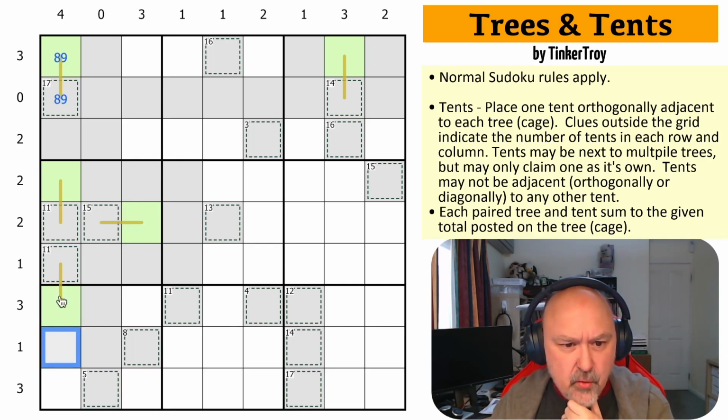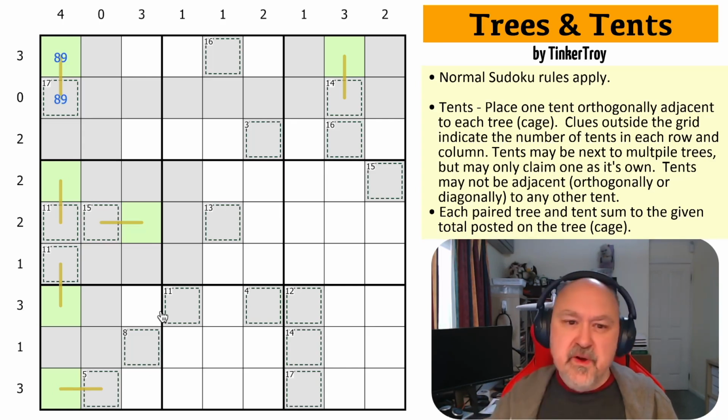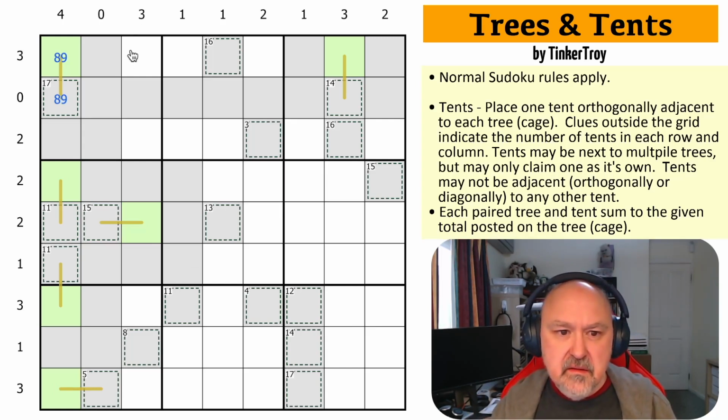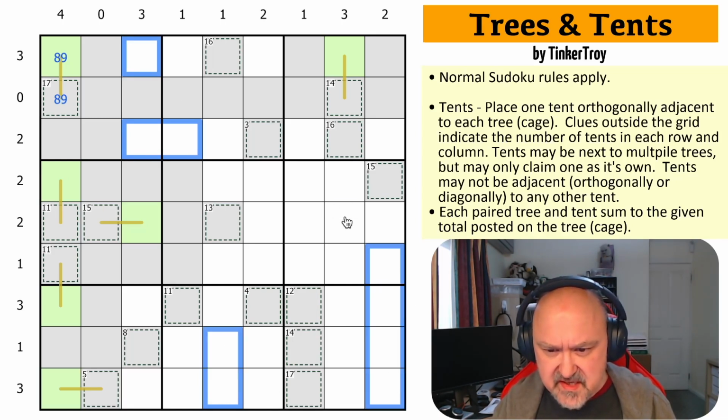Now I need a fourth in this column because I've only got 3. So this becomes tent, and the only thing it can be a tent for is the 5 cage. Now a tree must be next to a tent. A tent must be next to a tree. So any cell that is not next to a tree also cannot be tent. So those cannot be tent, that cannot be tent, that cannot be tent. Those cannot be tent, that cannot be tent. That's not orthogonally adjacent to anything. That's not. So those can't be.